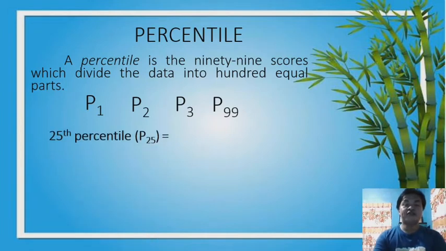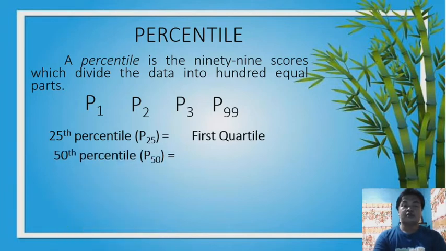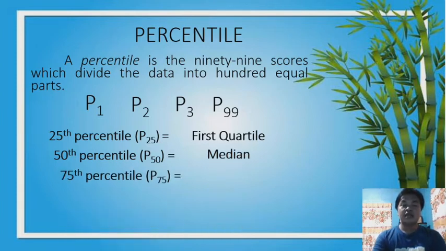The 25th percentile, or the P25, corresponds to the first quartile. And the 50th percentile, or the P50, corresponds to the median. And the 75th percentile, or the P75, corresponds to the third quartile.